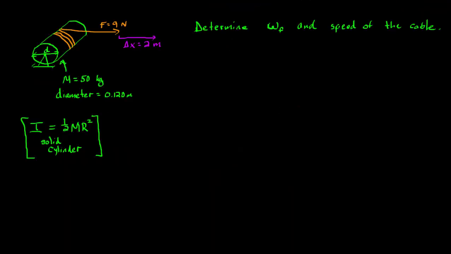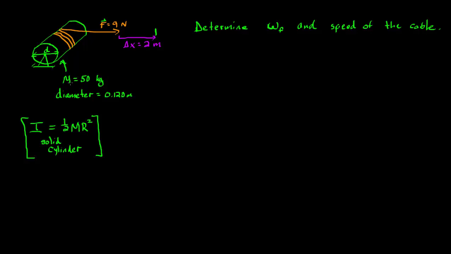Okay, so here's our setup. We have a solid cylinder which is connected to an axis through the center of it. So it's a big drum. Then we wrap a cable around it, and the cable comes off, and we're going to pull with a force of 9 newtons for a distance of 2 meters. We pull it for 2 meters, and we want to know what's the angular speed of the drum and what's the speed of the cable after it's gone that 2 meters.